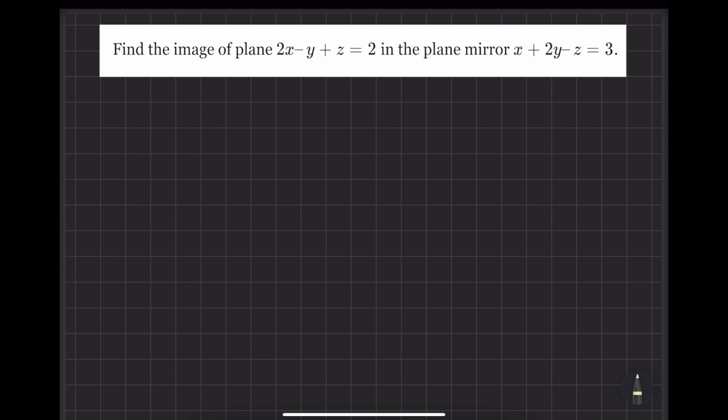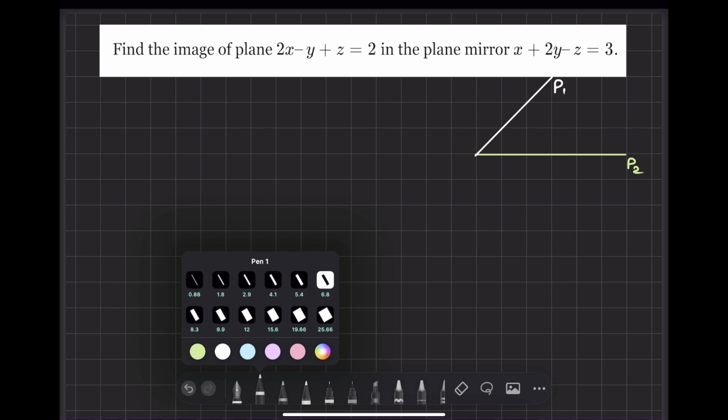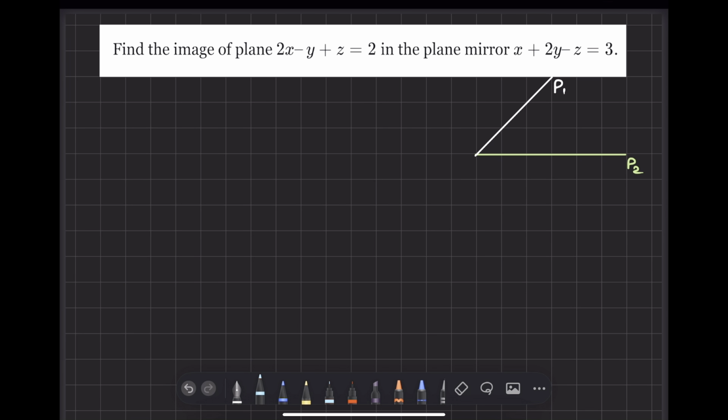So, we got a new problem which says: find the image of the plane in the plane mirror. So, we have to find out the image of the plane with respect to a plane. Suppose that this is your plane mirror, this is plane 2. This is your first plane, plane 1. And you need to find out the image of plane 1 with respect to plane 2. Okay, so this is your image.